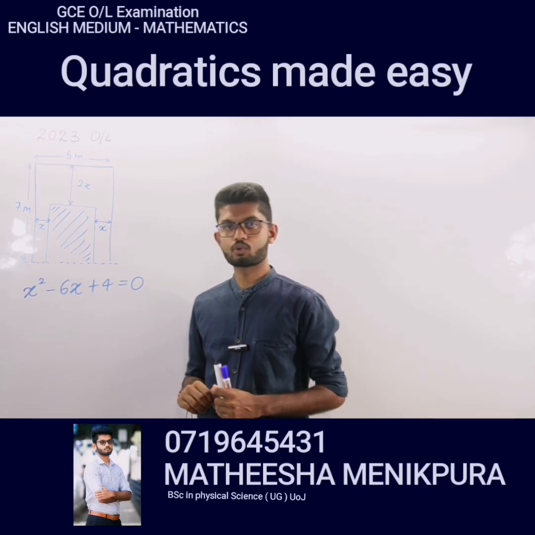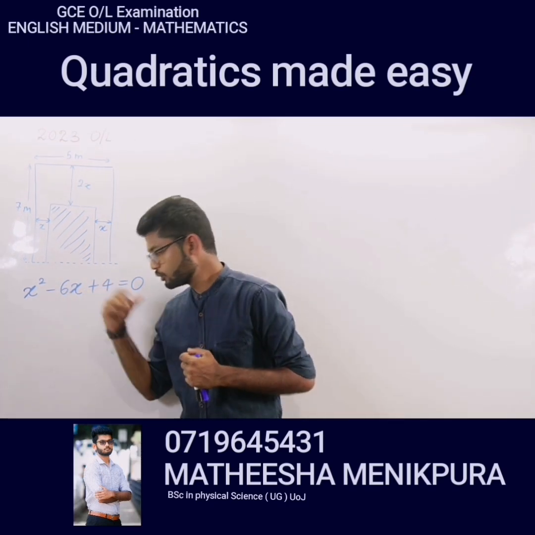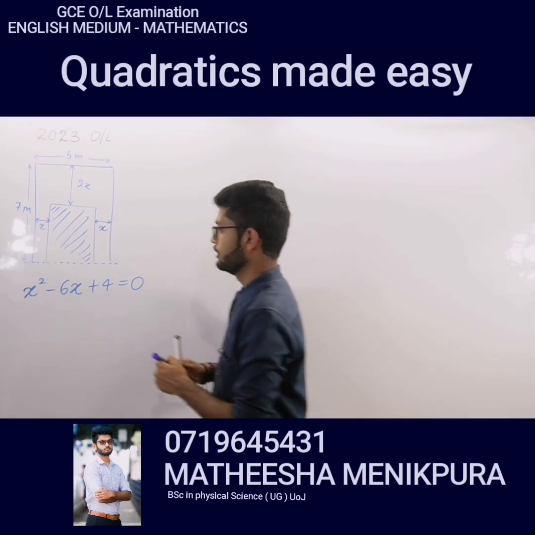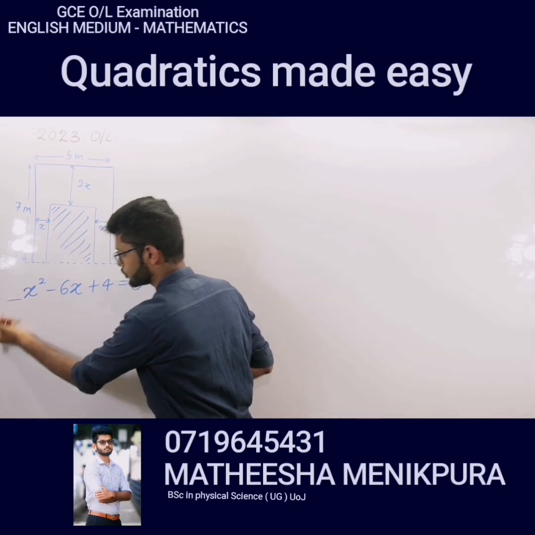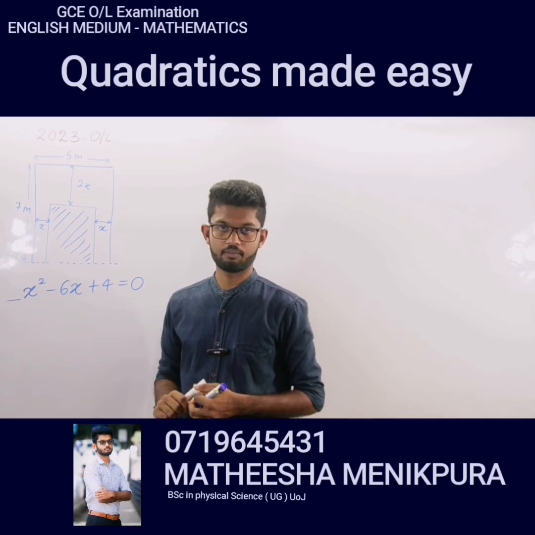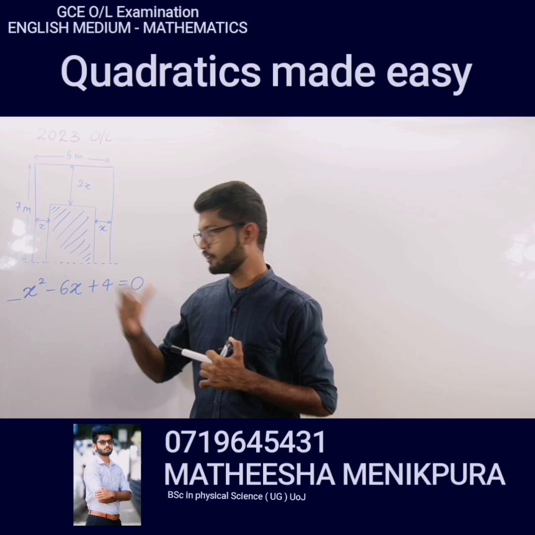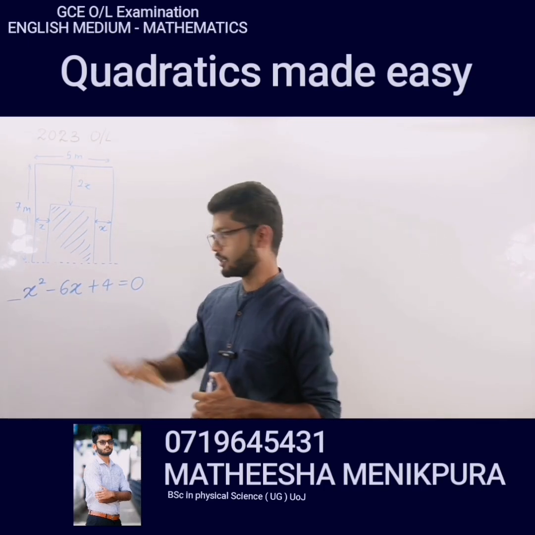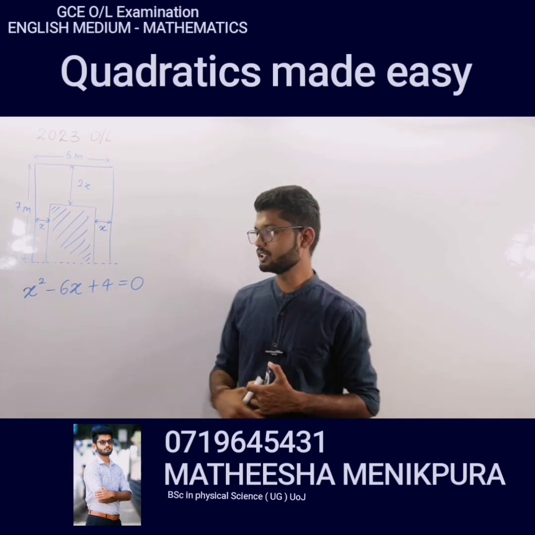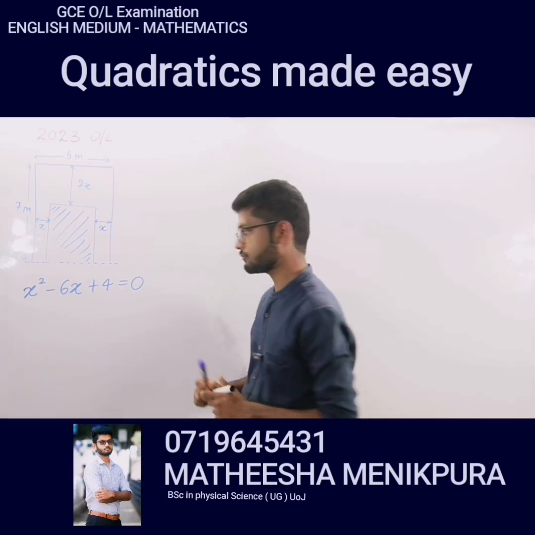Before using the completing square method, first we have to check whether this equation is suitable for it. In order to use the completing square method, there is a condition: the coefficient of the square term should be plus 1. That means in front of the square term, there should be plus 1. If it is not plus 1, we have to make it plus 1, and only after that can we use the completing square method. Here in this equation, we don't have any problem. Already the coefficient of the square term is plus 1. Therefore, without any doubt, we can use the completing square method here.